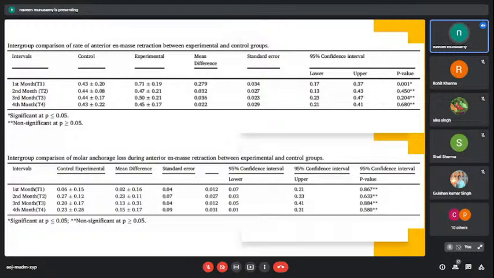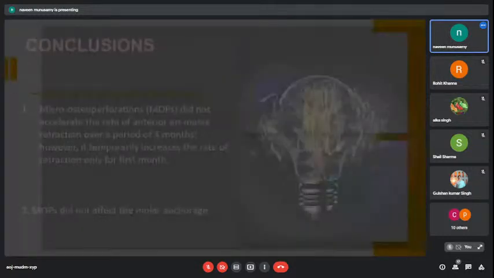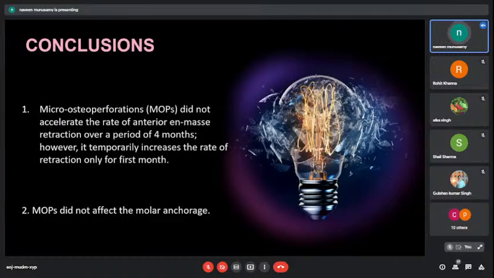That means in this study also we observed that the increase in rate of tooth movement is temporary, only for the first month. In the second, third, and fourth month, there is no effect of microosteoperforations on the rate of orthodontic tooth movement. So this was the conclusion, the same conclusion as in the previous study, that microosteoperforation did not accelerate the rate of anterior en masse retraction over a period of 4 months. However, it temporarily increases the rate of retraction only for the first month.